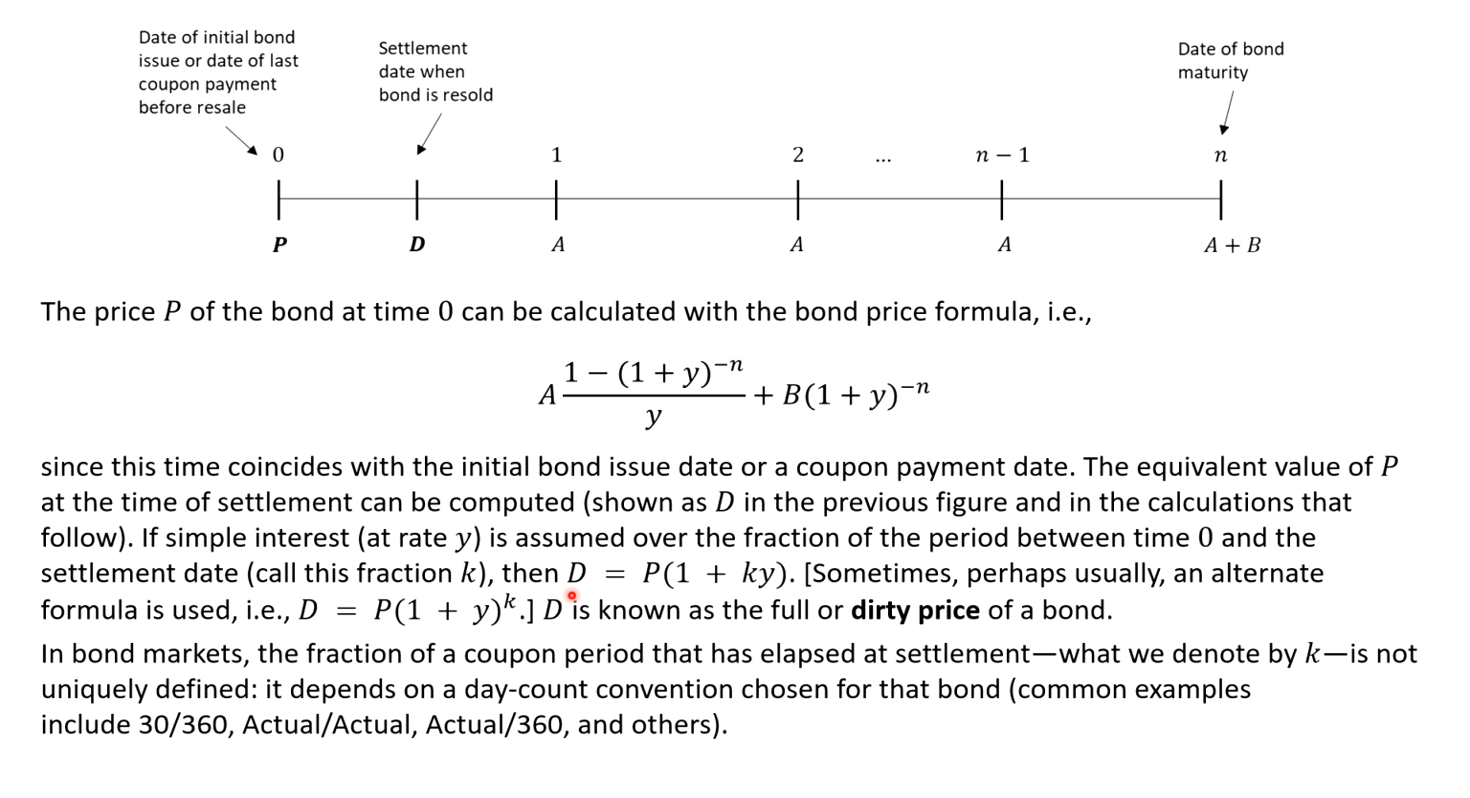Another way is to use a compounding formula. It's similar, except you have 1 plus y raised to the k power where K is the fraction of the interval that's transpired. And these are both called the dirty price. The second one is more common.